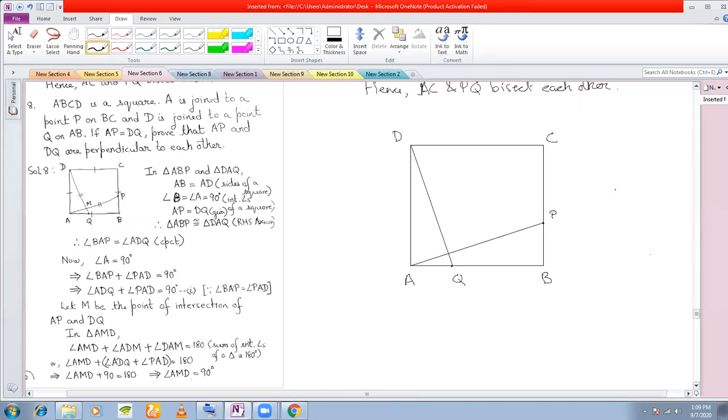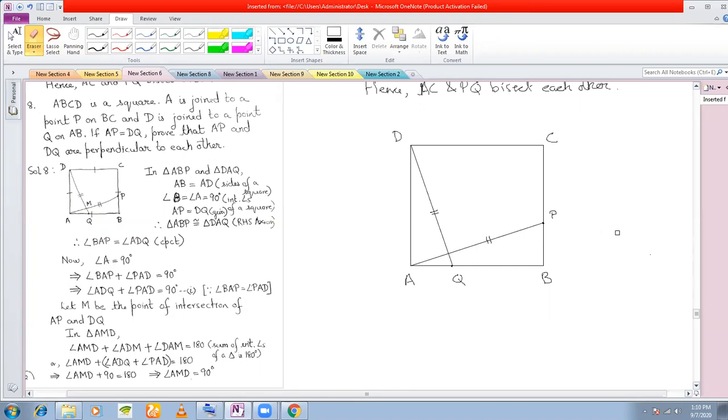If AP is equal to DQ, so it is given to you that these two lengths are equal. Prove that AP and DQ are perpendicular to each other. You need to show that these two lines that I have joined, this angle is 90 degrees. That is, these two are perpendicular to each other. How will I prove it? Now the first part is easy to prove.